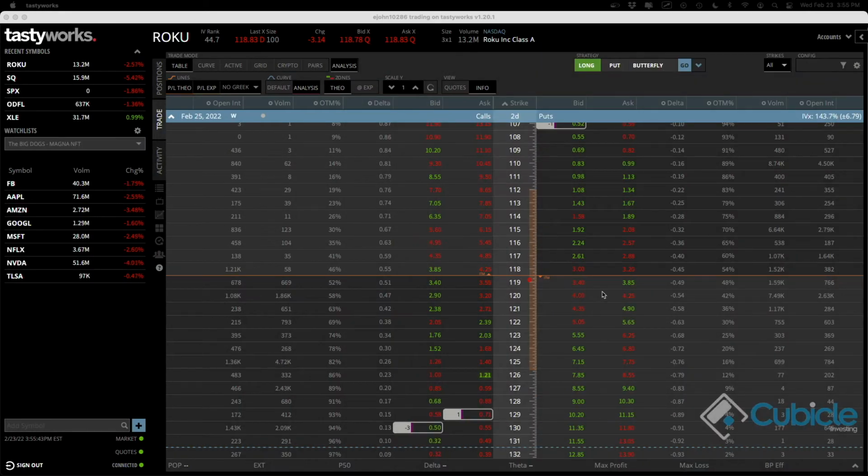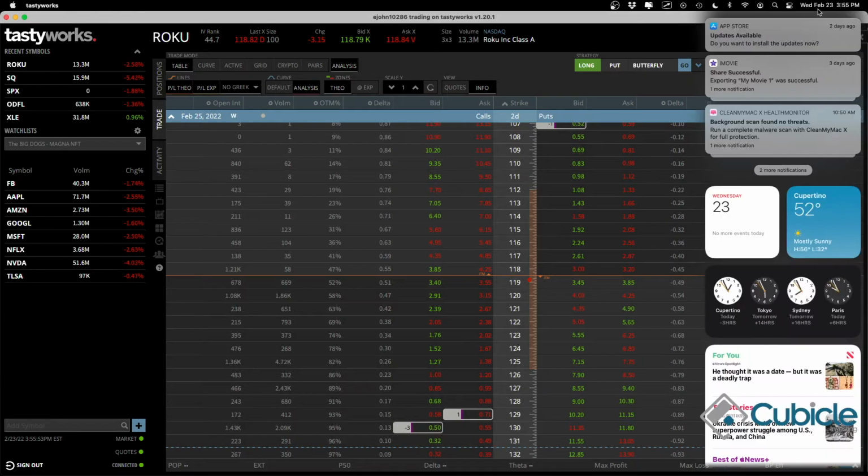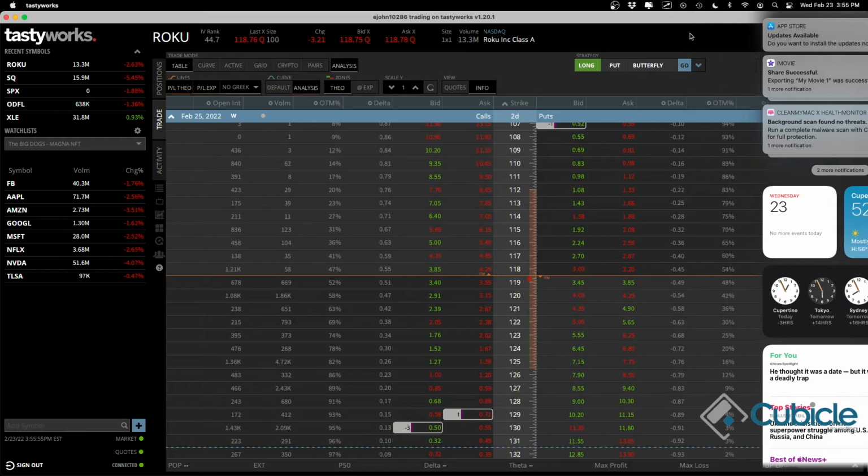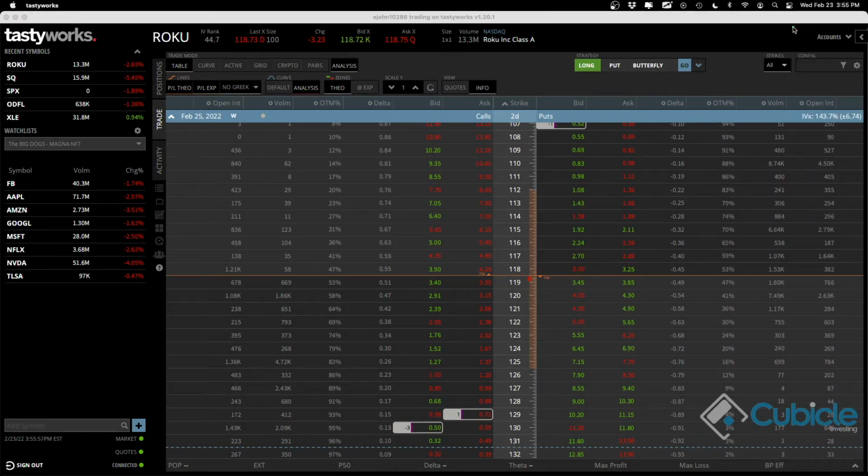All right, so here we are again. Just want to show you guys how the trade is going. Today is still February the 23rd. Okay, so still the same day, still Wednesday. The market is about to close in about 4 to 5 minutes, as you can see here.